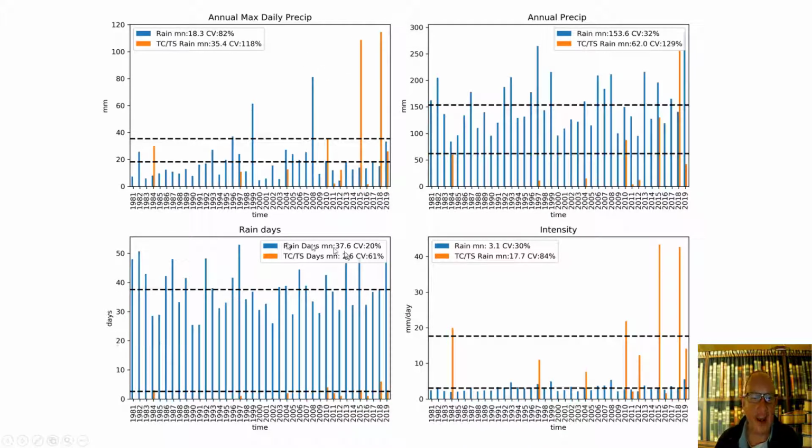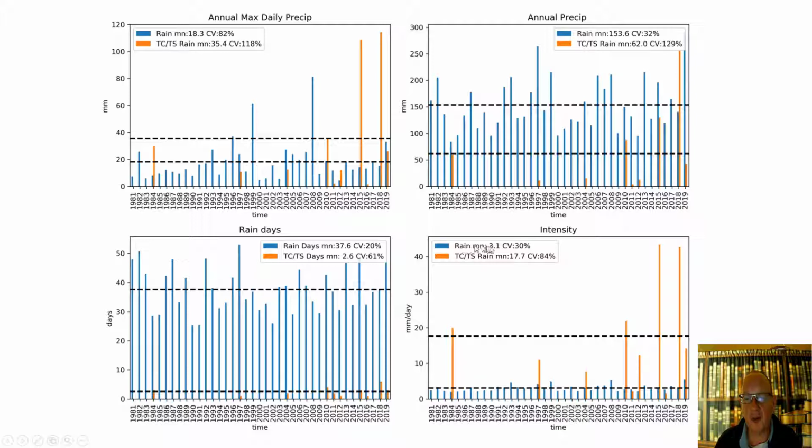If we look at the rain days, the average number of days a year with 1 millimeter of rain or more is on average around 40, 37 or so, while for tropical cyclones or tropical storms, on the 10 years we have them, it's about 2.6. I'm also showing the coefficient of variation to give you a sense of how much variation there is. So you can see tropical cyclones or tropical storms have much larger variation than normal days. Normal days are plus or minus 30%, which I was using earlier, while tropical cyclones and tropical storms are of much larger variation. And the rainfall intensity, which is essentially the average rainfall on rain days.